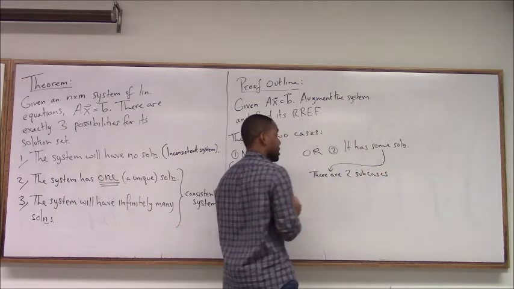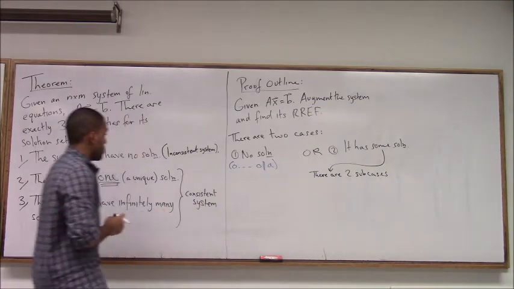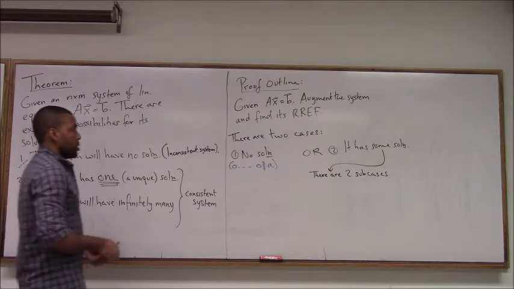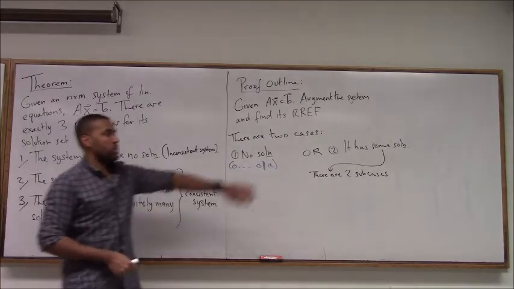Question: how come the third outcome, where there's infinitely many solutions, is a consistent system? Is it because there's no contradictions in logic? Well, I'm going to tell you why right now. So in this case, we have no solution. In this case, we have some solution.